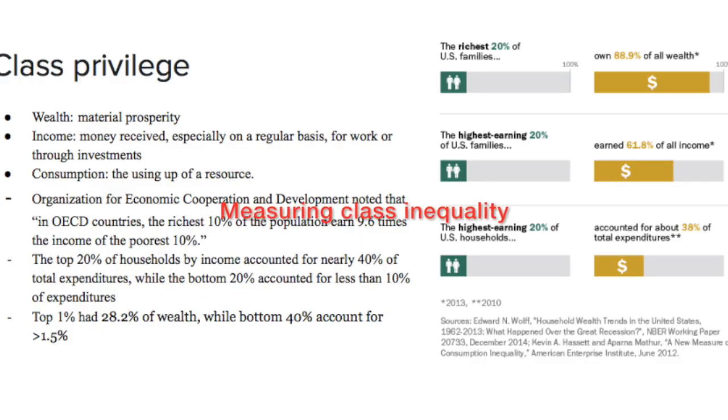There are many ways to measure class inequality. Wealth measures material prosperity, income measures money acquired through work, and consumption measures how much a household spends per year. It is difficult to measure class inequality because income can vary considerably over time. It may not reflect all economic resources, such as credit availability, government assistance, or accumulated family wealth. This is why many people argue that consumption is a better way to measure economic well-being.